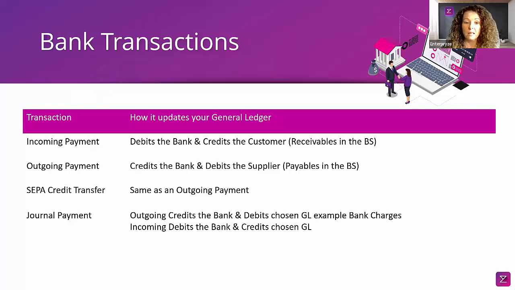The journal payment, of course, depending on which screen I'm on, if it's an outgoing journal payment, you can see there very simply, it follows the same sequence as it does on the outgoing payment itself: credits the bank and debits the chosen GL account. The example, of course, being bank charges. And of course, if it's an incoming journal payment, it debits the bank and credits the chosen GL. So just to give you an overview there, because of course, all of these journals are automated and will automatically happen as a result of those transactions being processed.